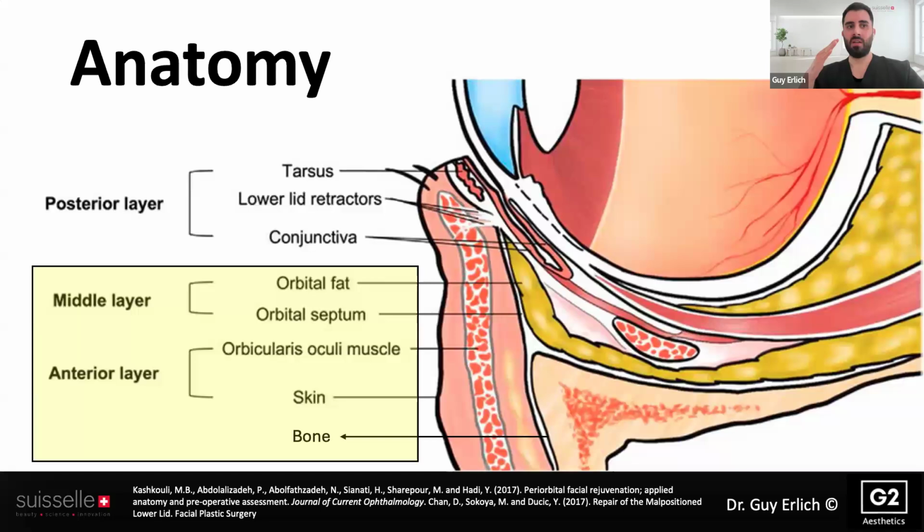So again, unlike different areas in the face that have 5 layers, in the area of the eyelid and the periorbital area, we sometimes have only 3 layers. We don't have deep fat pad and superficial fat pad, but we have only one fat pad that is underneath the skin and the muscle. So skin, muscle, fat pad, and bone, or skin, muscle, and bone.